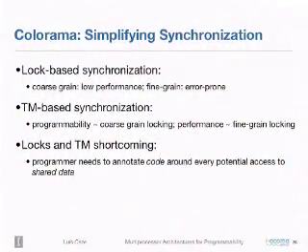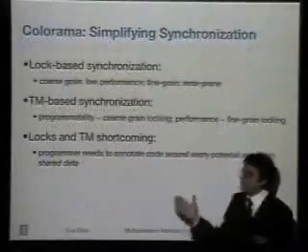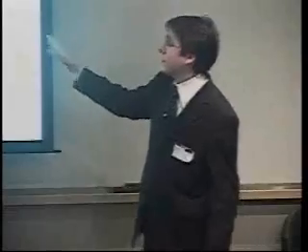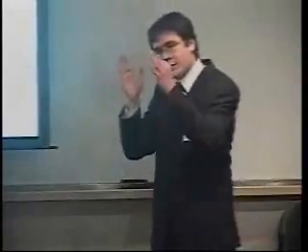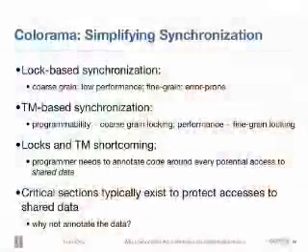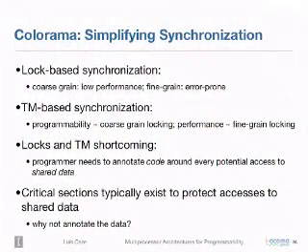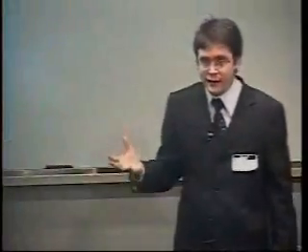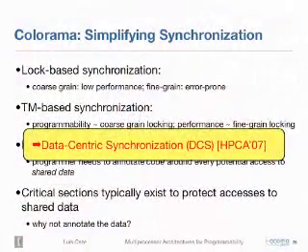by data dependencies. Now, both locks and transactions share a shortcoming: the programmer needs to annotate the code around every potential access to shared data. So you annotate the code to protect the data. That seemed counterintuitive to me. So the question is, if critical sections typically exist to protect access to shared data, why not annotate the data itself? And what I did is a proposal called Colorama, which is hardware support for data-centric synchronization.